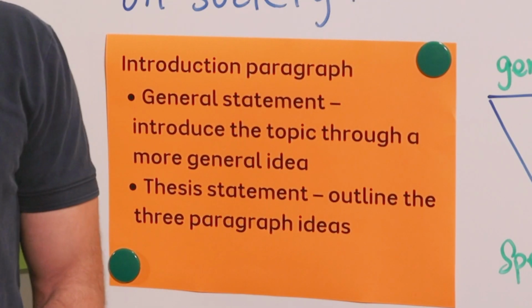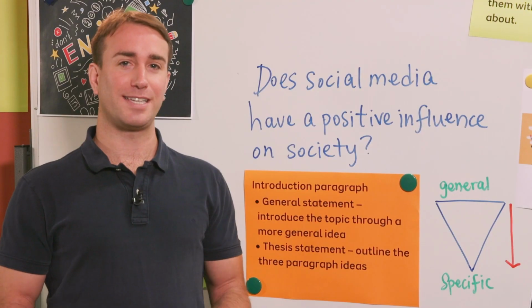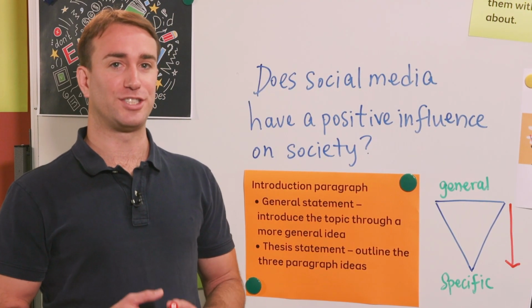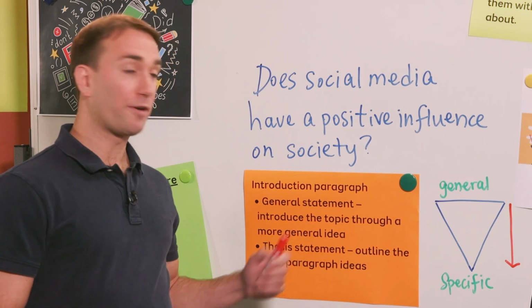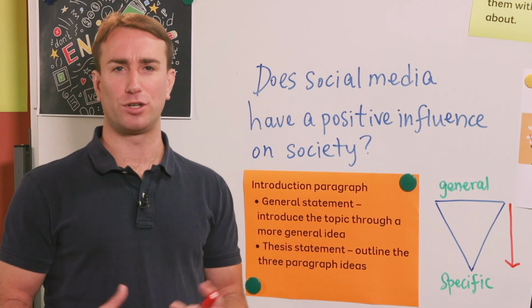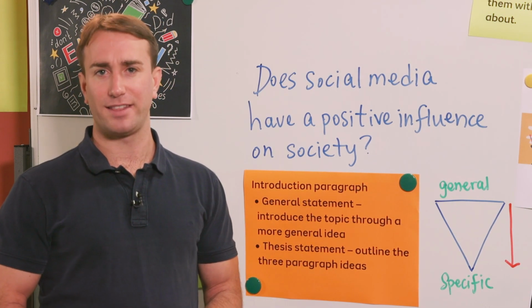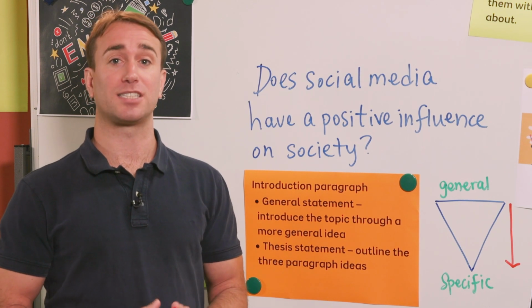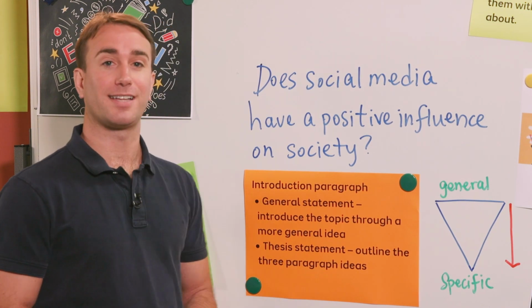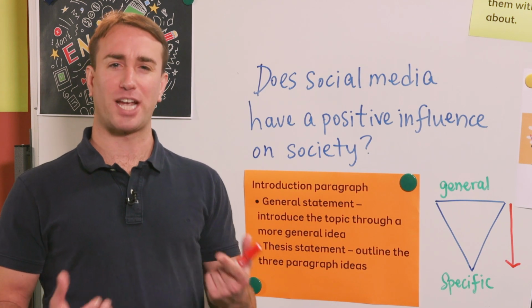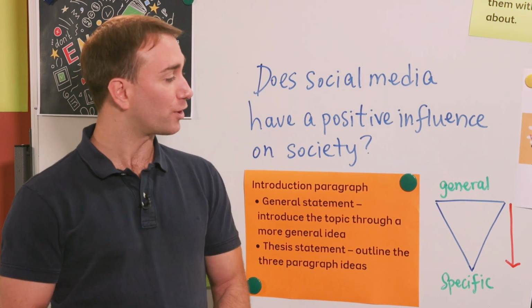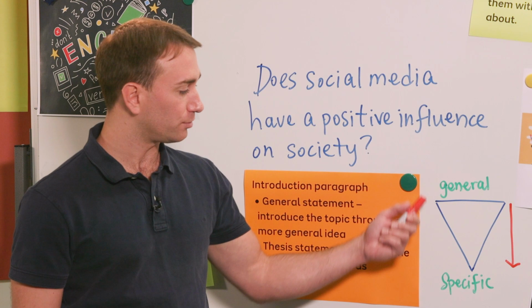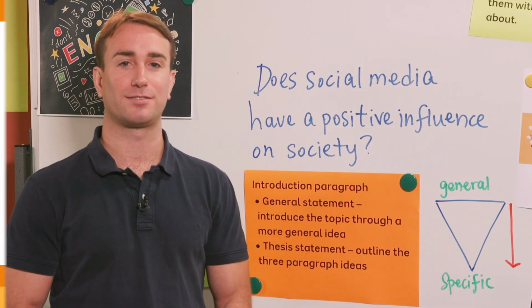First, take a look at the introduction. You can see we have 2 parts, a general statement where we introduce the topic and a more general idea. Then, like a recipe, we list the ingredients of our essay with a thesis statement. We want the shape of our introduction to be like a cone, going from more general to more specific.